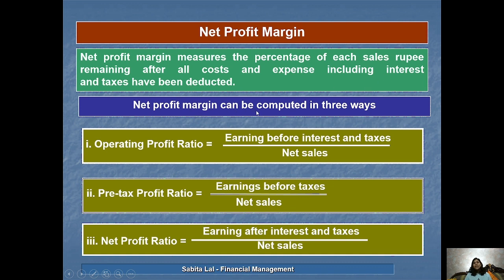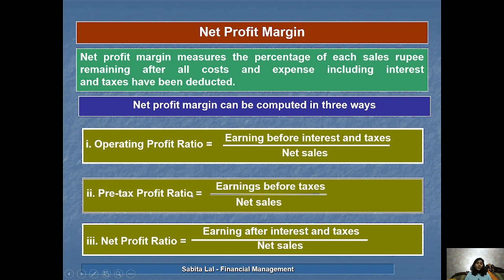So net profit margin can be computed in three ways. First, use your operating profit ratio. That is, again, this is EBIT by net sales. For the income statement, it is very important to calculate the ratios also. And while preparing a financial statement, the ratios play a vital role. So operating profit ratio is your EBIT by net sales.